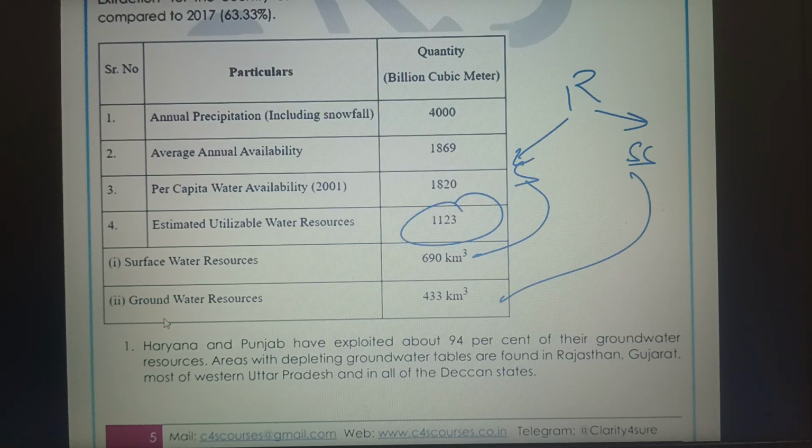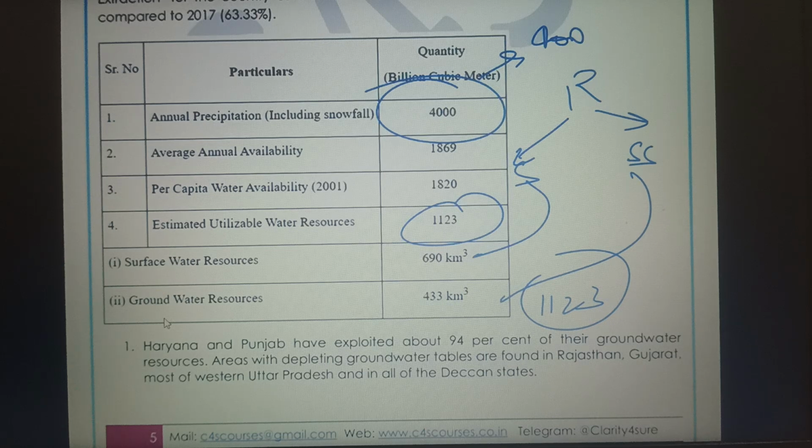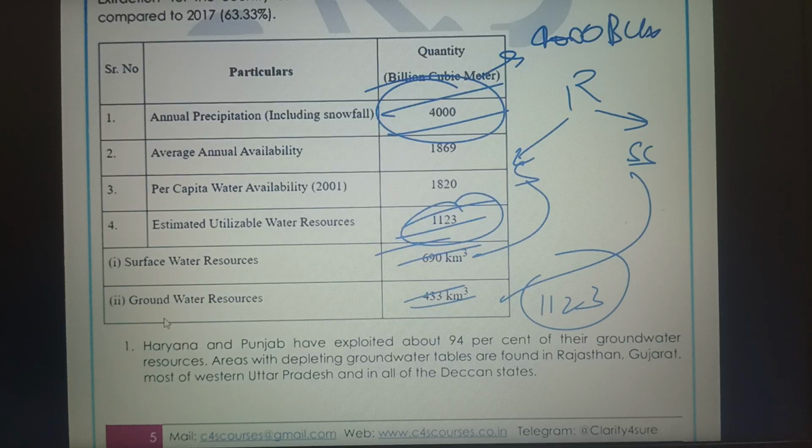Total is 1123, and the annual precipitation total figure is 4000 BCM. Okay, this one, this one, this one, this one. This you should remember.